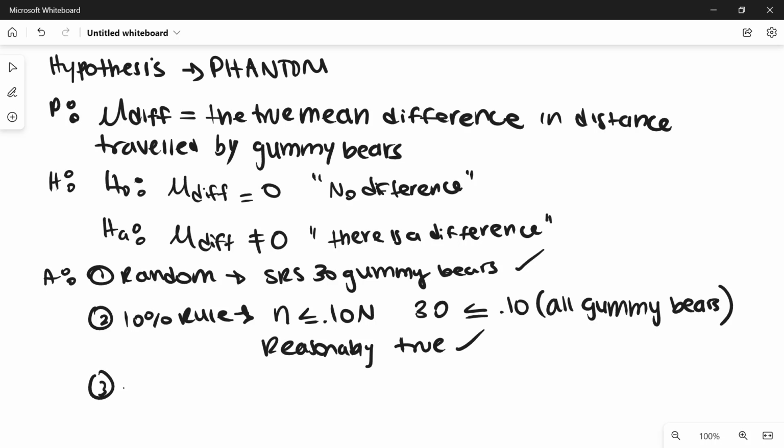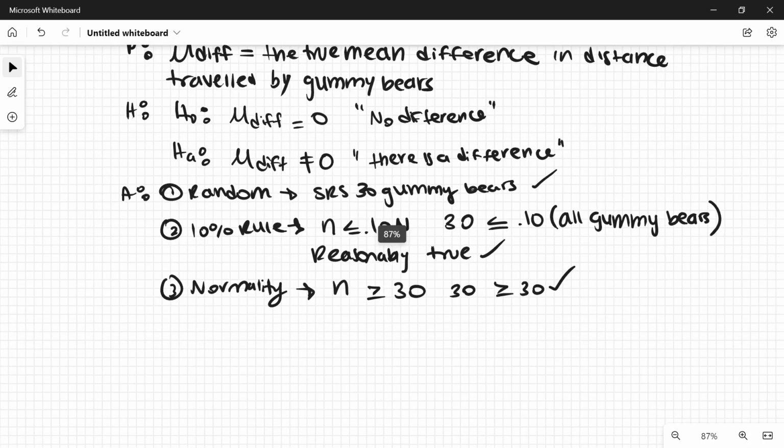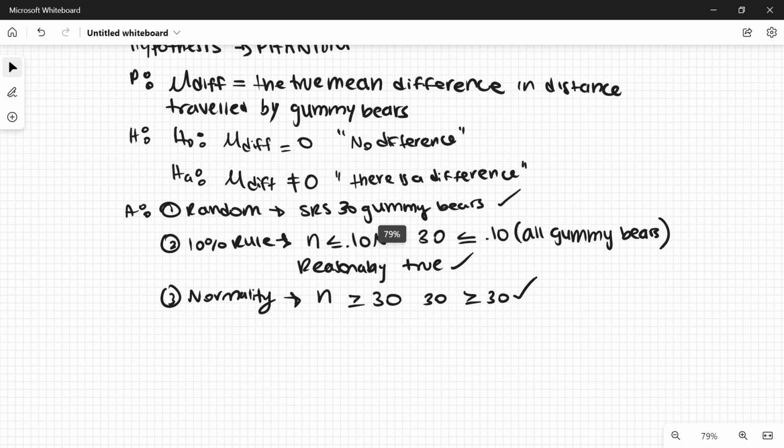Then the last one is normality. We have to check the normality condition, and this condition is when n is greater than or equal to 30. We already know that n is 30, because we had 30 gummy bears, and it is greater than or equal to 30. Now those conditions are met, and we can proceed with the hypothesis test.